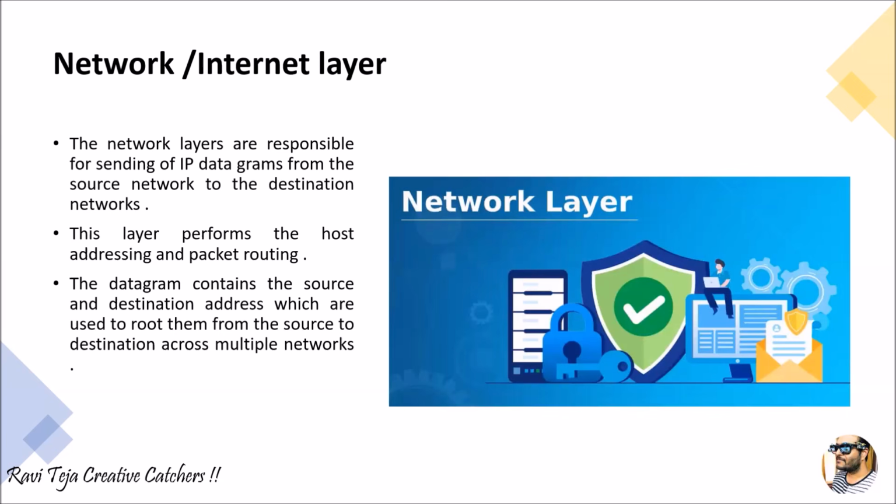This datagram contains source and destination addresses, which are used to route it from source to destination across multiple networks. So for each piece of data, it is known from where to where it is going. With the help of the source and destination addresses, the data can be easily transferred even though there are multiple network connections.